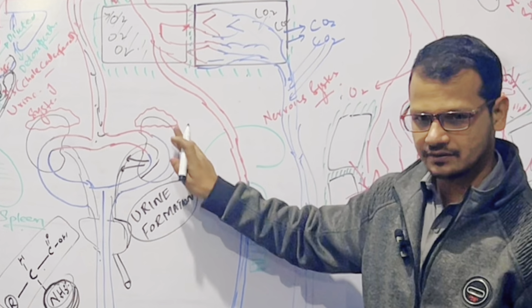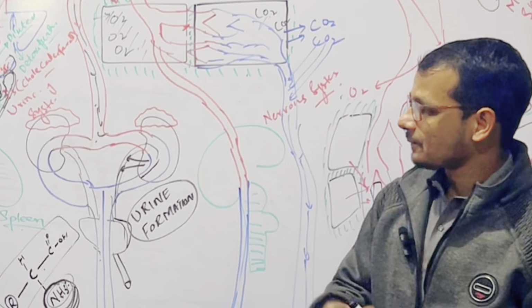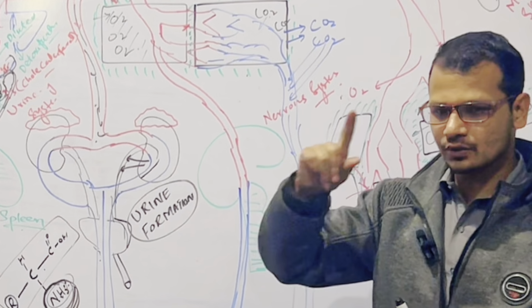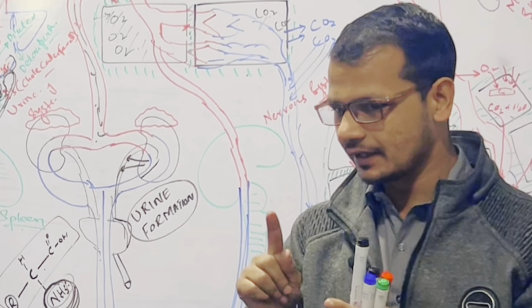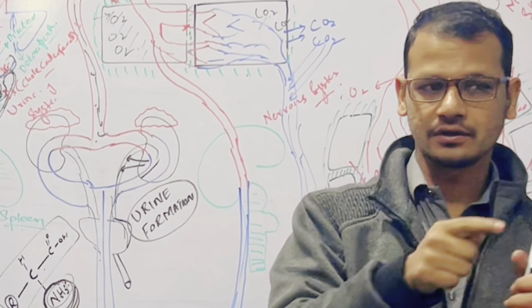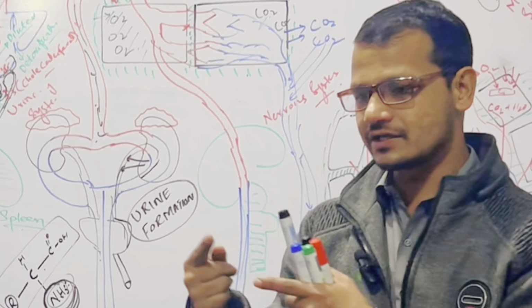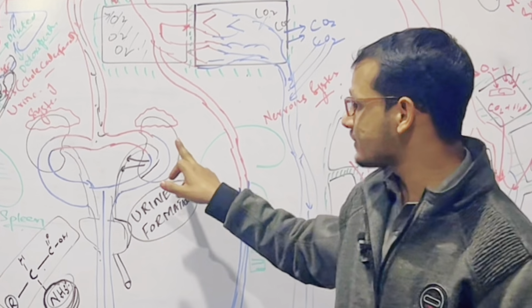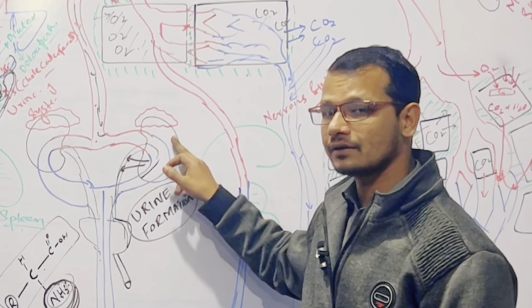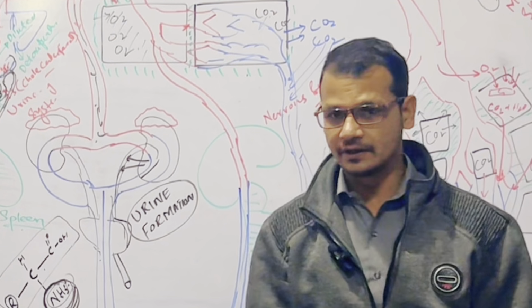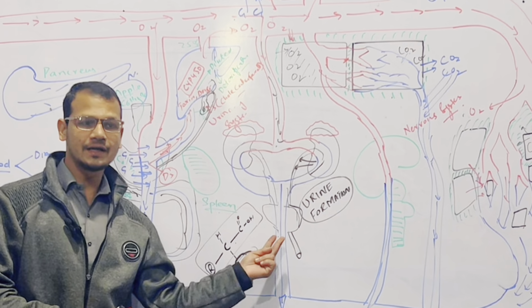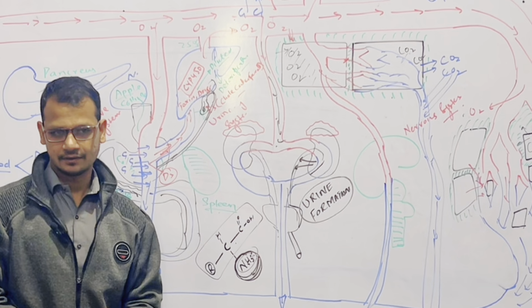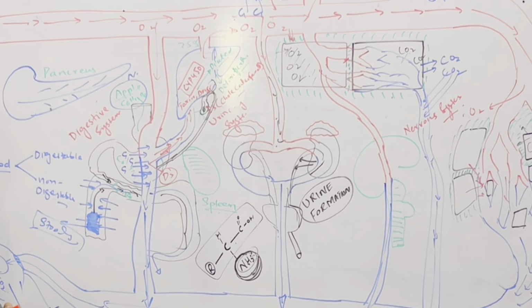And this is homeostasis. For example, if we are taking more electrolytes or more sodium in our fluids, the kidney is responsible for that. It will remove the excess amounts of fluids as well as electrolytes from our body. And the kidney is one of the main systems which maintain the blood pressure in our body. This is another system which is responsible for removal of waste products from our body.